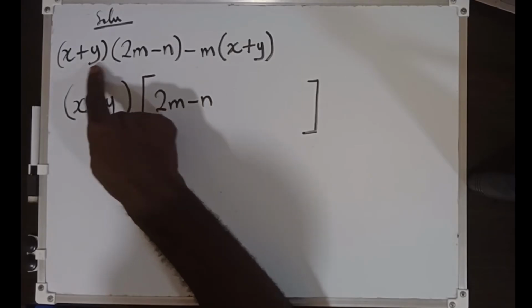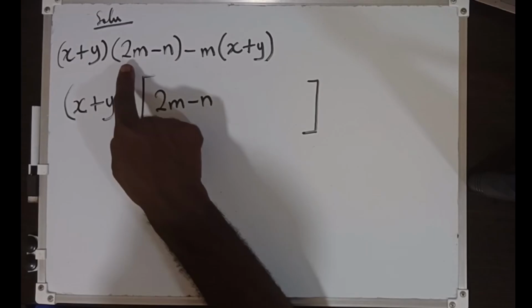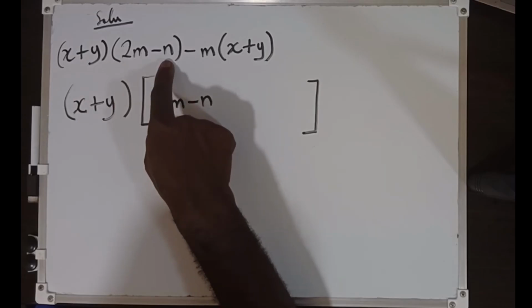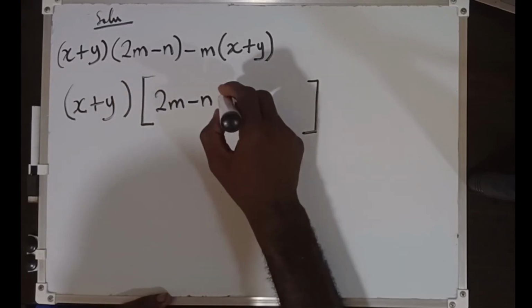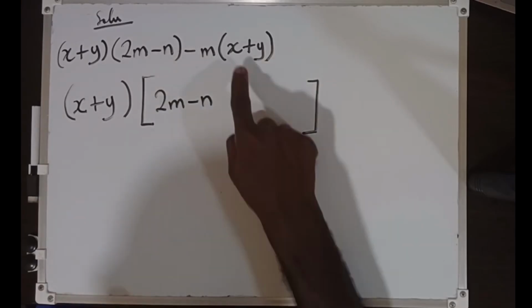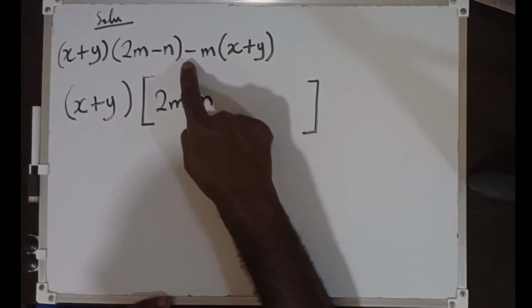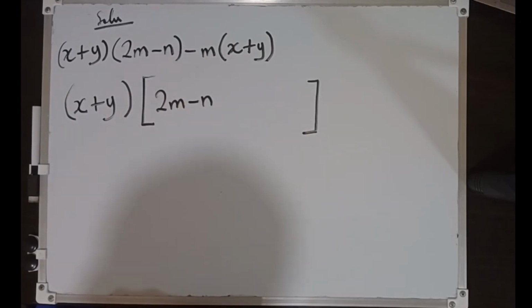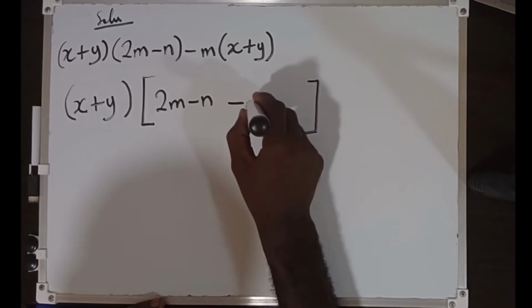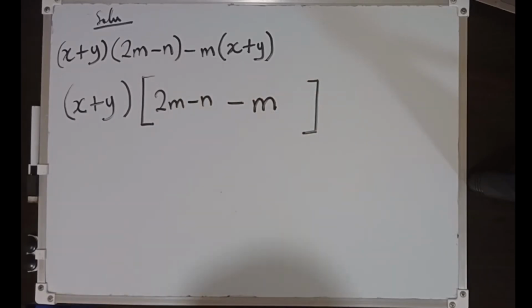If I take (x + y) from this term here, what will be left is what? 2m - n. And then when I take the (x + y) from this term here, what will be left is what? Minus m. So you bring your minus m in the brackets.